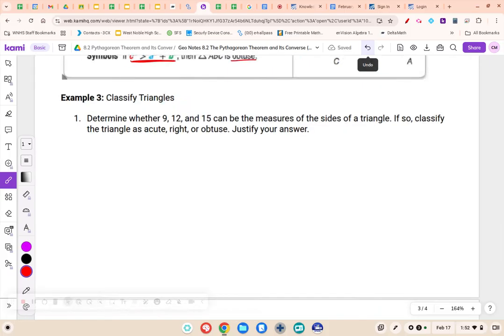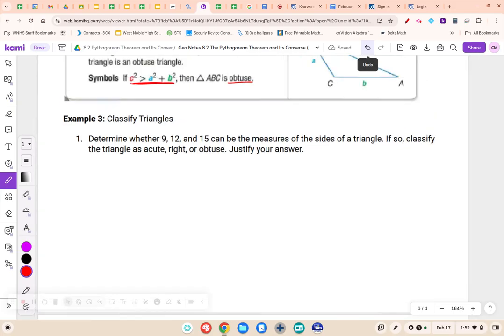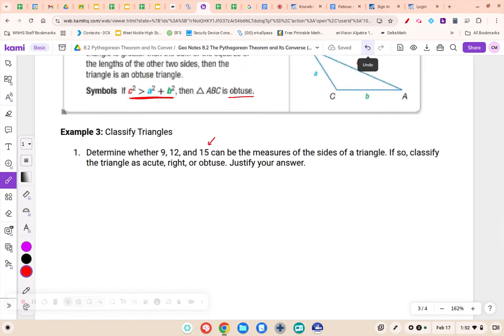We're going to classify these, whether they're acute, right, or obtuse, given these three side lengths, and we're going to have to justify. Now, anytime I mention my longest side, I'm going to call it the hypotenuse. They might not end up being a hypotenuse, though, if it's not a right triangle. I'm just going to use that term because it's the longest side.